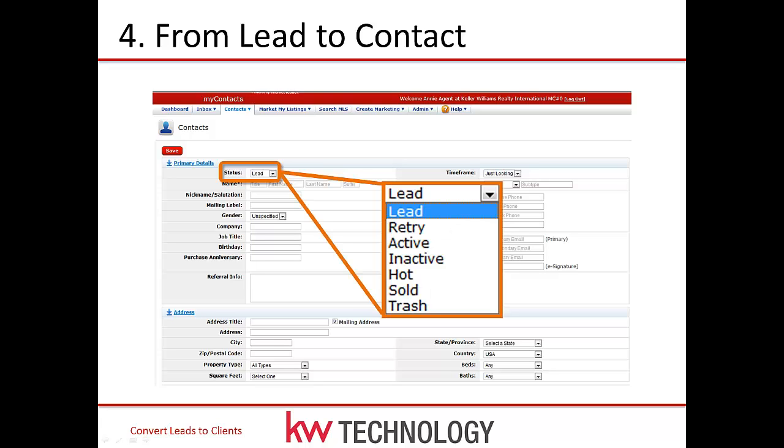A lead are people who registered on your website and you have not responded yet. Retry are leads that you're trying to engage. Active are people who are just looking but are interactive. Inactive are people who are not currently looking to buy or sell. Hot are people ready to buy or sell right now. Sold are clients you've just closed. Trash are contacts who wish to unsubscribe. We recommend you use Active for people you are actively marketing to, or Inactive if they have asked to unsubscribe from your communications.